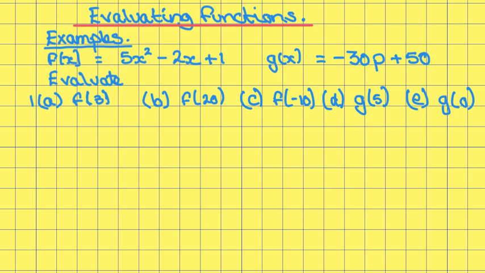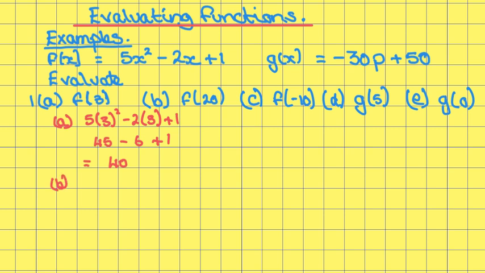So we have 5 times 3 squared minus 2 times 3 plus 1. 3 squared is 9, 5 times 9 is 45, minus 2 times 3 is 6, plus 1, which equals 40.